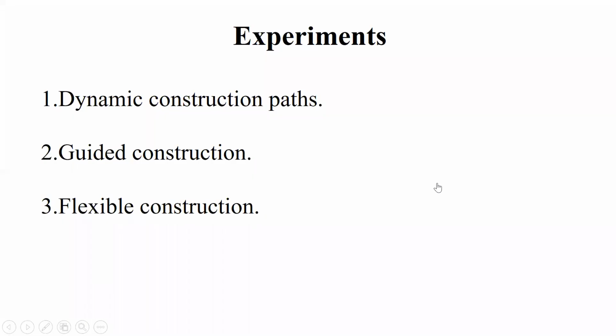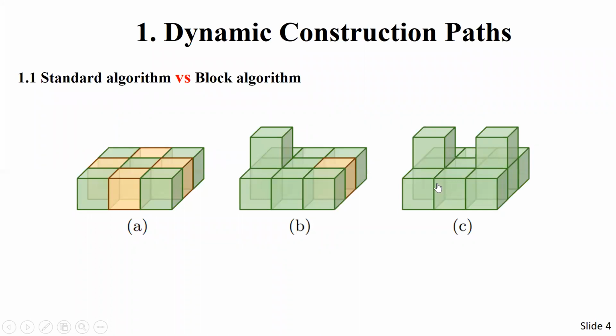Today we are going to talk about 3 kinds of experiments. The first one is the dynamic construction path. Using the standard algorithm, the buildbots only rely on their own local perception of the structure to trigger further construction.